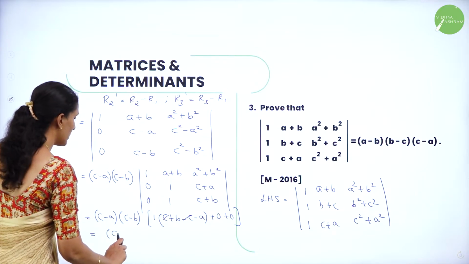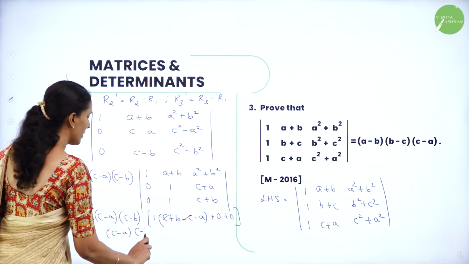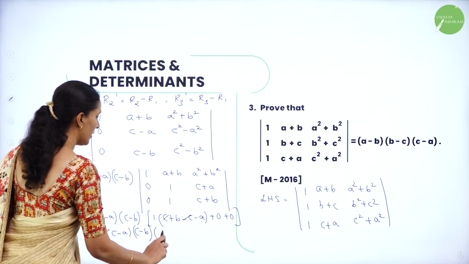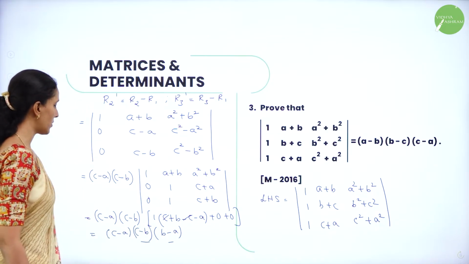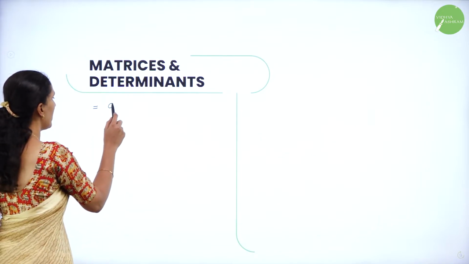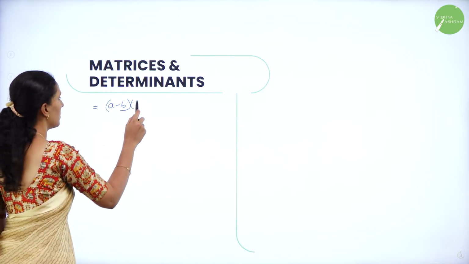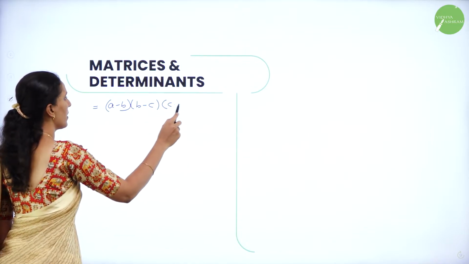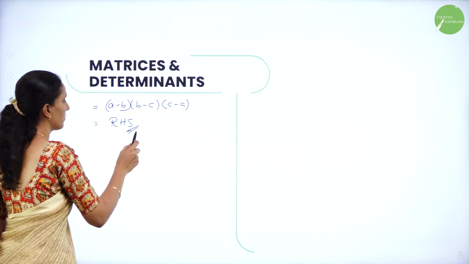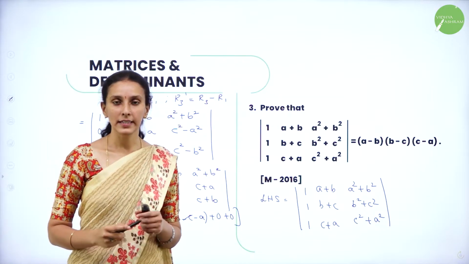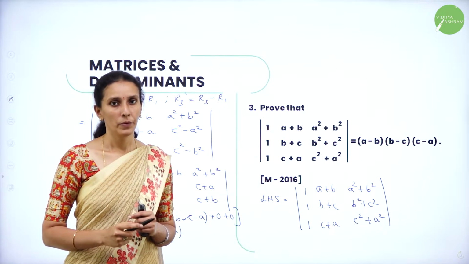So we have now C minus A, C minus B and B minus A. Let me take minus common factor from these two, then it becomes A minus B, B minus C and C minus A, that is equal to the RHS given. That is A minus B, B minus C, C minus A. Hence, we have proved it.